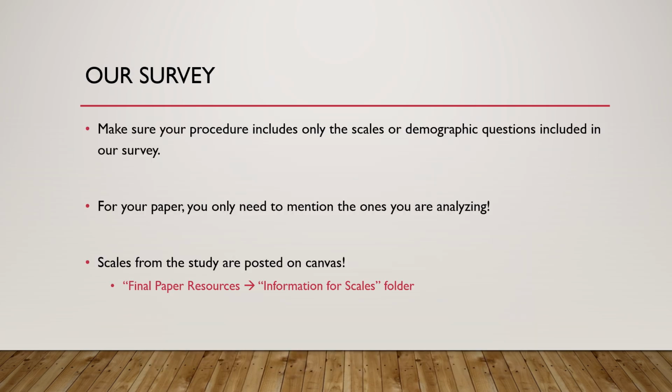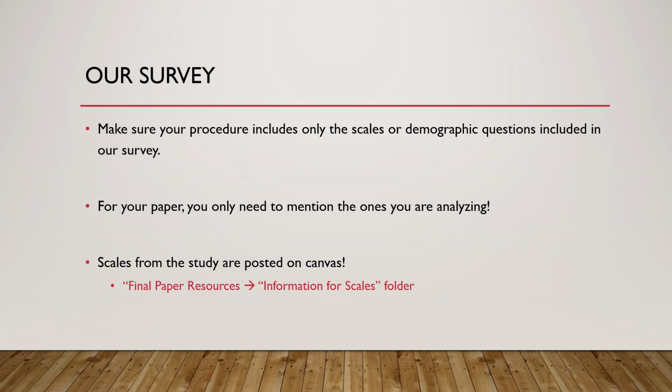When you are writing your method section, you also want to be careful that you don't include any scales or demographic questions that we didn't actually assess in our survey. So you can look through what items we did include in the survey, and that should be the most that you can include. Yes, you may find some other different ways of measuring a variable in the research that you're reading and collecting, but if we didn't collect that data, you can't talk about it in your measures.